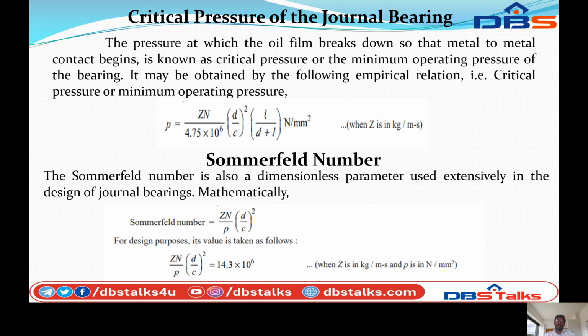in kg per meter second. The critical pressure formula is P equals Zn by 4.75 into 10 power 6 into D by C whole square into L by D plus C, Newton per mm square.